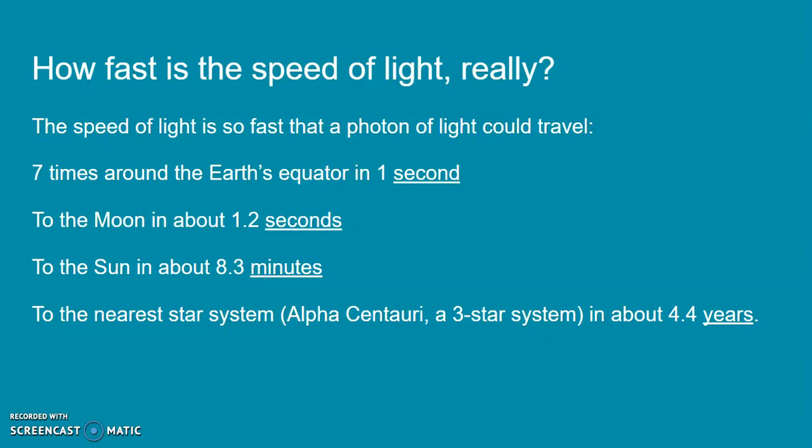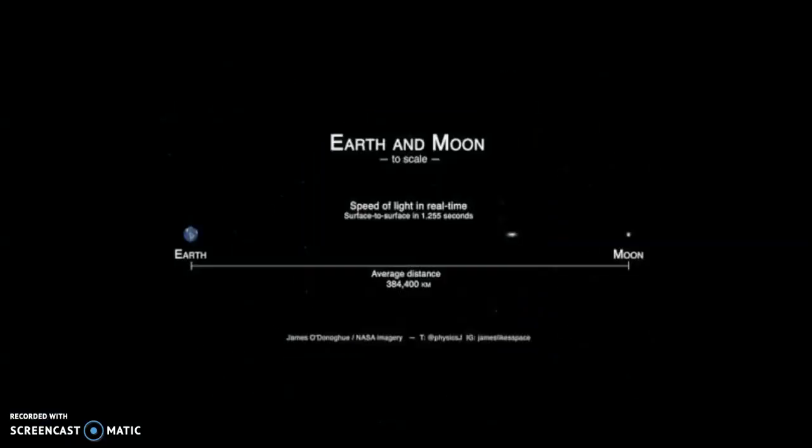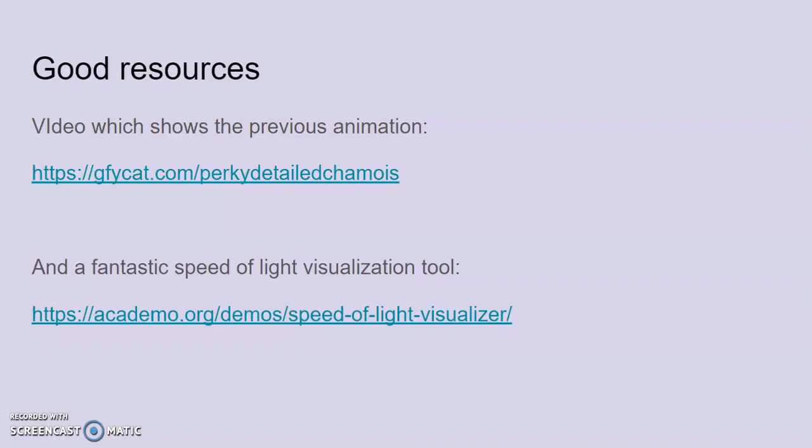And for that matter, the distance to Alpha Centauri, the 3-star system, our nearest star system that's not the sun, is about 4.4 light years. Does that make sense? I sure hope so. I also showed you the animation of going from the sun to the Earth and how it seems painfully slow, even at the speed of light. But this, my friends, is a wonderful visualization tool that I'd like to show you right now. This is the second link down below, this speed of light visualization tool.